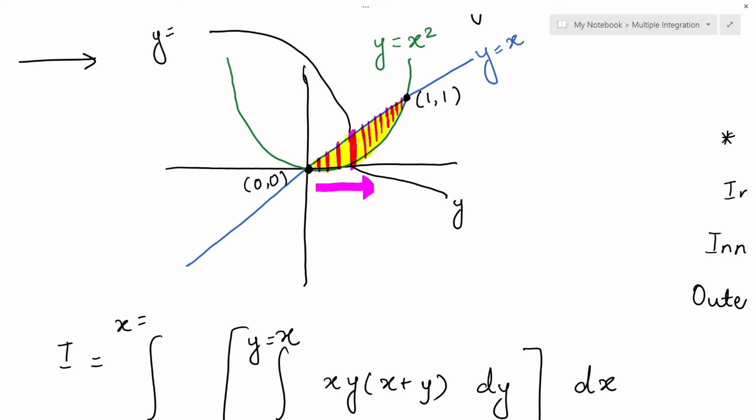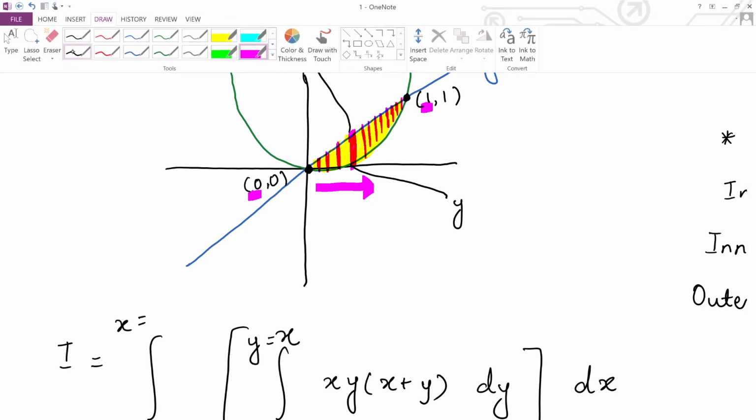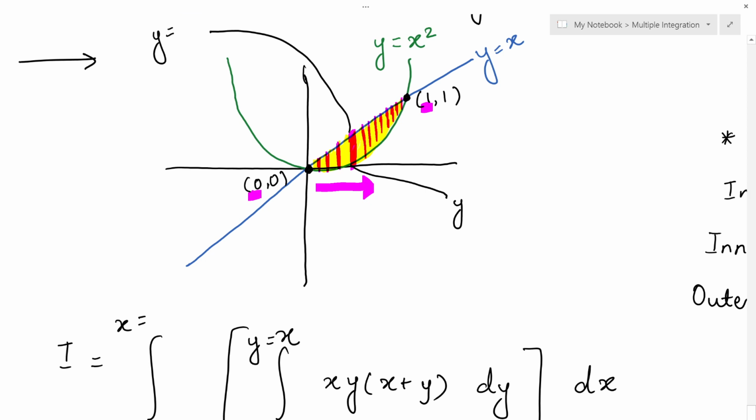That means left hand side, what is the value of x that you're getting? 0. And on the right hand side, the value of x that you're getting is 1. So the outer limits are 0 to 1. Okay, so these are the limits of integration. I hope it is clear now.